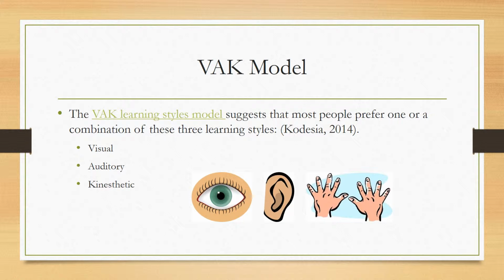The VAK model suggests that most people prefer to learn using one or more of the 3 learning styles presented here: visual, auditory, and kinesthetic. We will break these down along with how to identify these through student observation and some techniques to integrate into the classroom that can assist the students to learn. Please select a link to watch a short video that shows the VAK model in action.